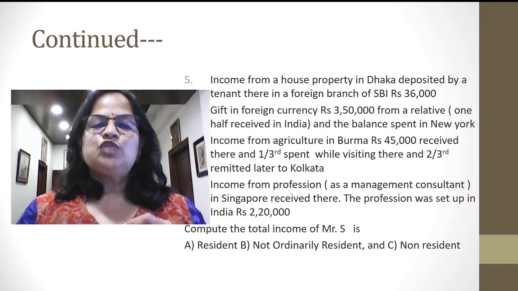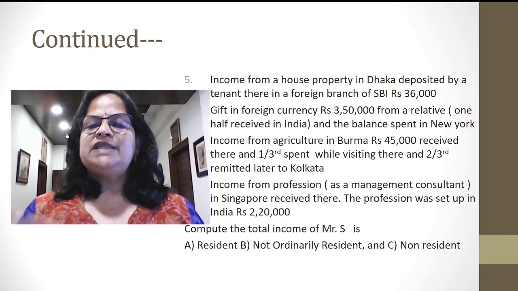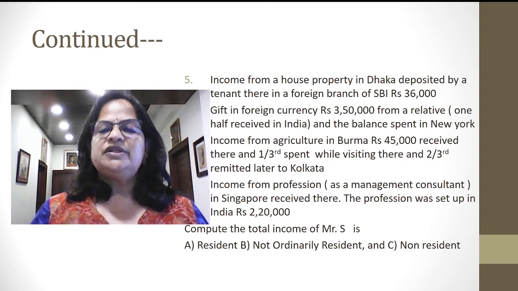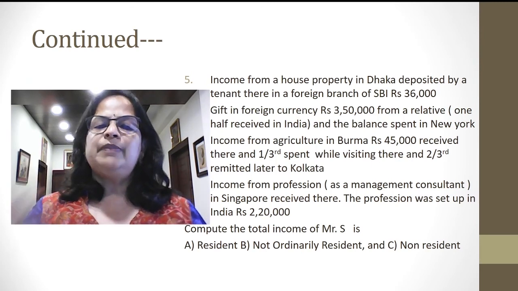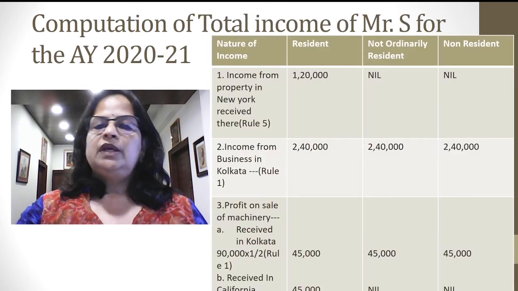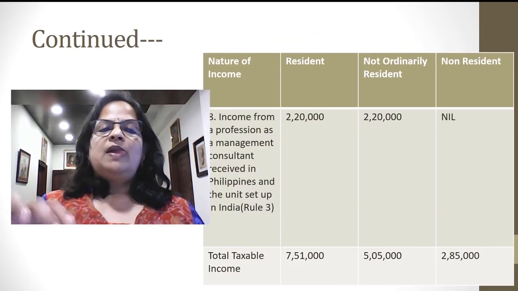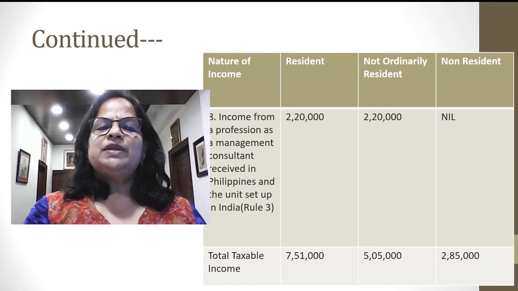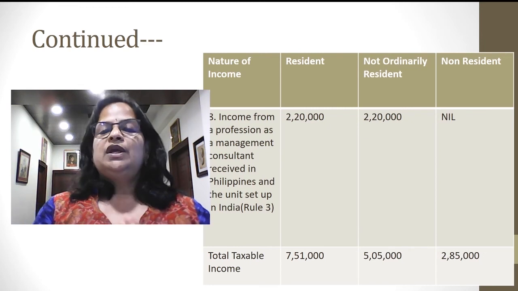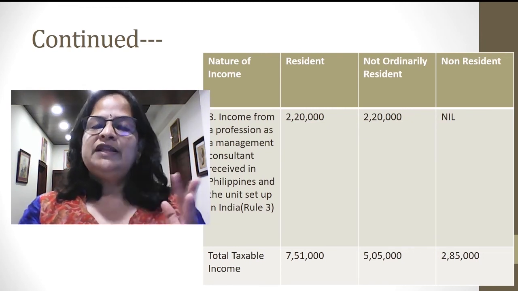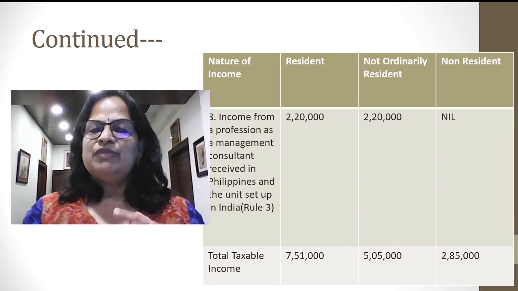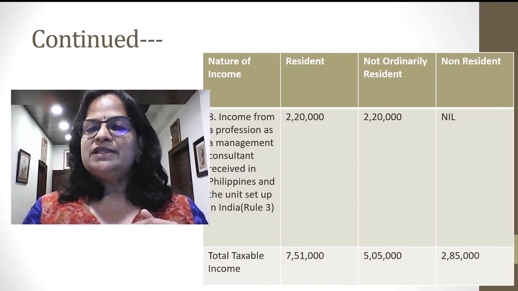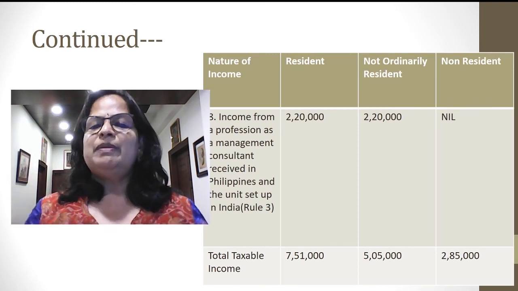Now we are coming to the last point. Income from a profession as a management consultant received in Singapore, 2,20,000. The profession was set up in India, so it is Indian income. It will be rule number 3. The rule is either business income or professional income set up in India. For any other income we use rule number 5. So resident and not ordinarily resident will be paying tax. Non-resident will not be paying any tax.